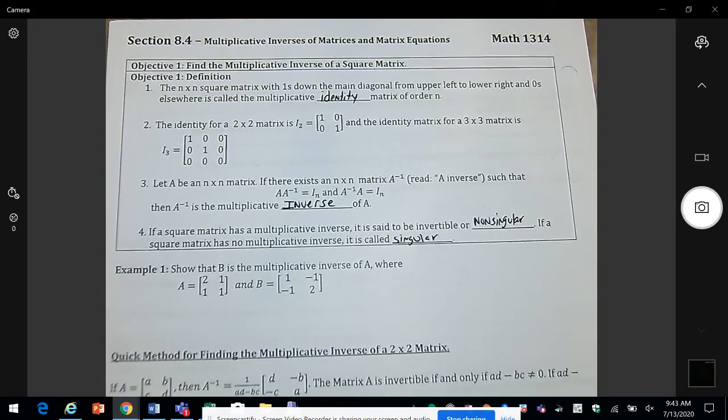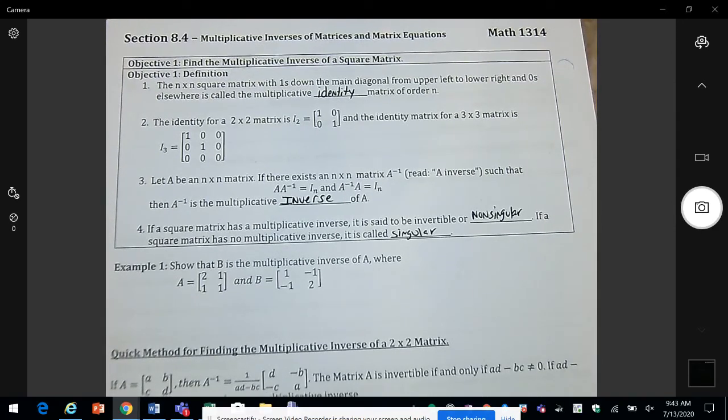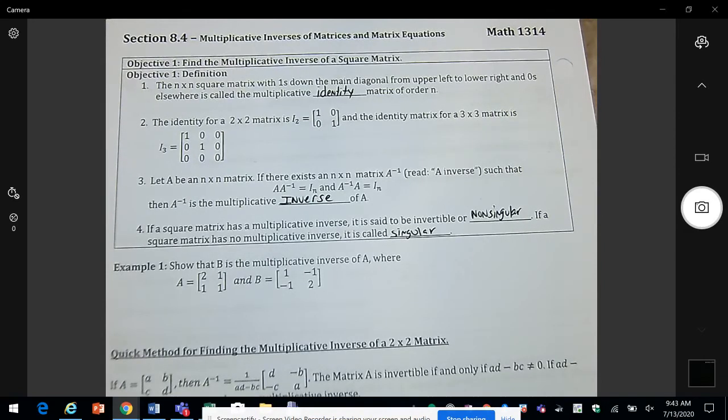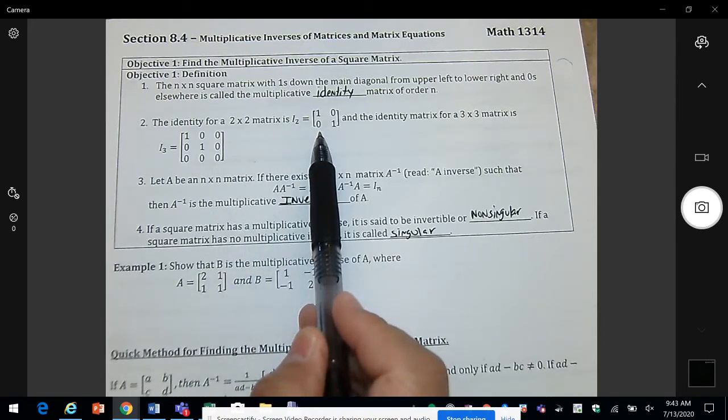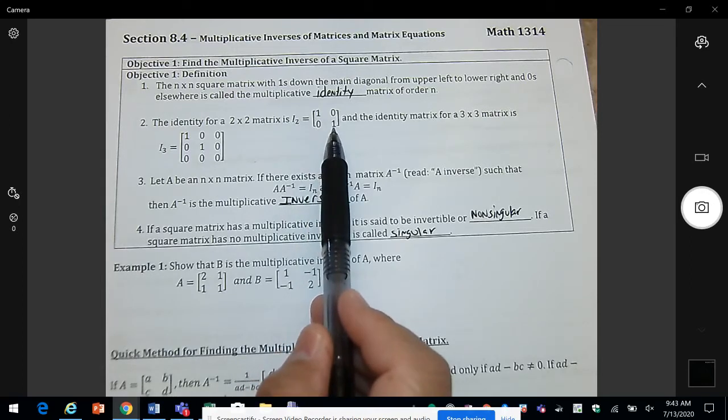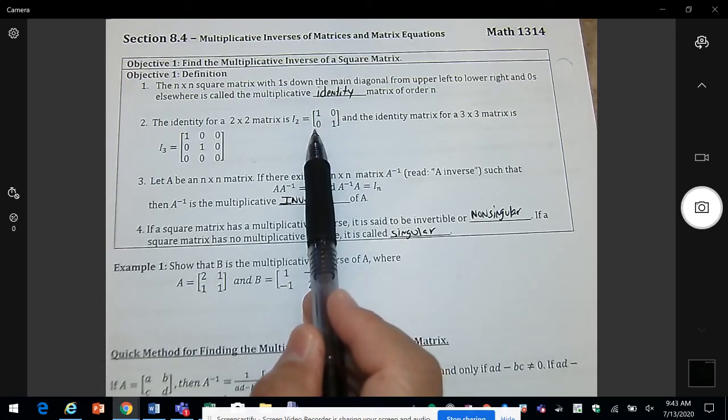Section 8.4, Multiplicative Inverses of Matrices and Matrix Equations. The n by n square matrix with ones down the main diagonal from upper left to lower right and zeros elsewhere is called the multiplicative identity matrix of order n. These are examples of these identities. Notice that the diagonal has ones. Everywhere else it has zeros.